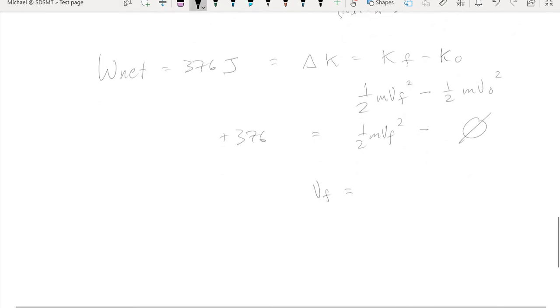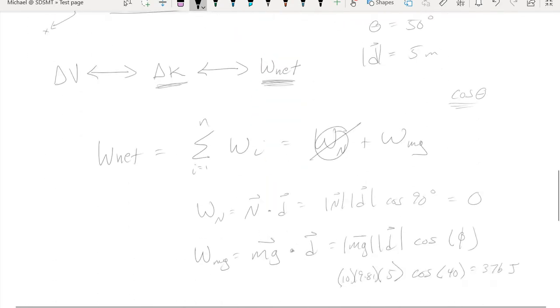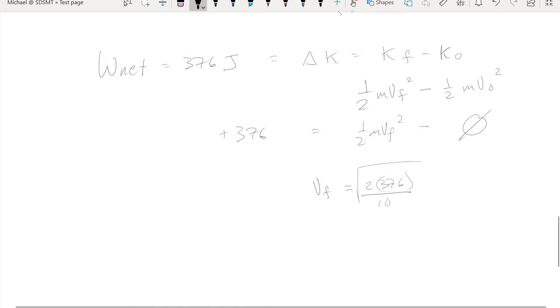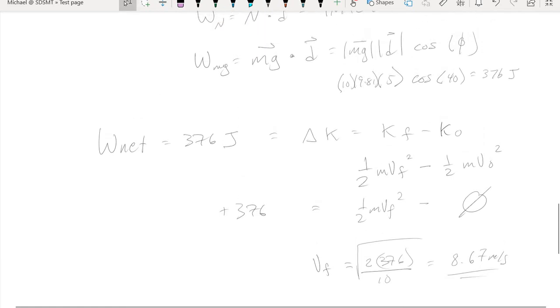Okay, solving for V final, we need the 376, which was the work, multiply by 2, divide by the mass, which was 10. And then square root everything. And I am getting 8.67 meters per second for the final velocity.